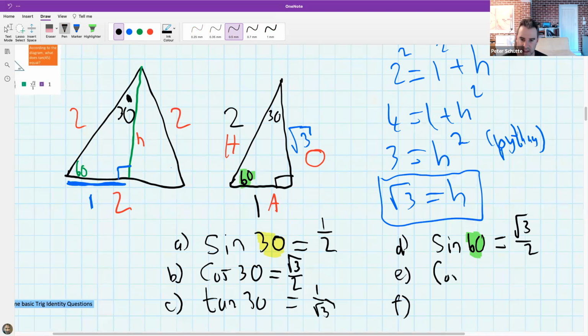Now, using that same idea that I just showed you, I want you to work out what the sine of 60, the cos of 60, and the tan of 60 is.